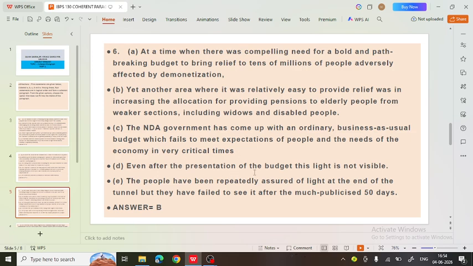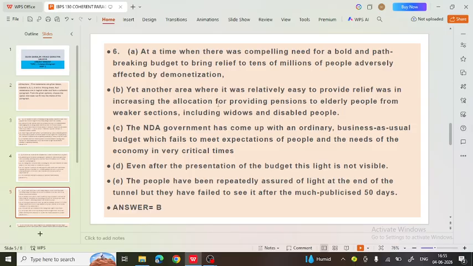Even after the presentation of the budget, this light is not visible. The people have been repeatedly assured of the light at the end of the tunnel, but they have failed to see it after the much publicized 50 days. So here, option E, D, C, and A. These statements are about the budget and option B is not a part of this coherent passage.